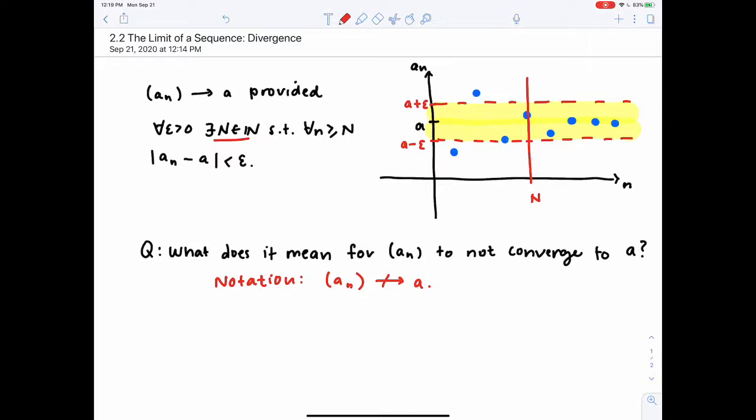Now, what does it mean for a_n to not converge to A? So if you hand me a real number A, how would I prove that a_n doesn't converge to A? And as you guessed, the notation, as usual, if you want to say not something, you just put a slash through the arrow to say it does not converge to A. So I would pause your video, see if you can write out the negation of the definition, and then see if you can get yourself a picture that shows what's going on too.